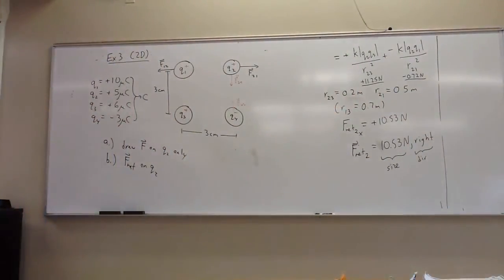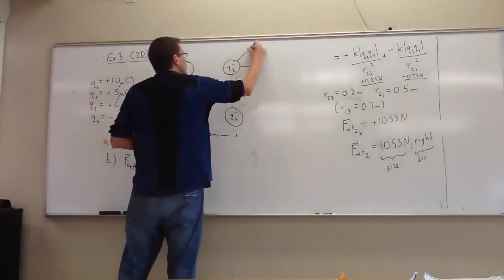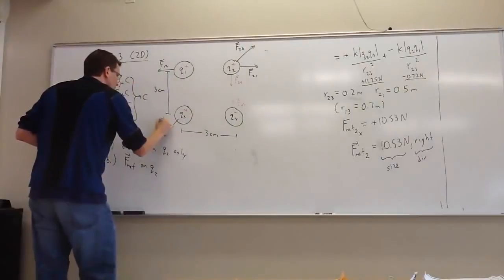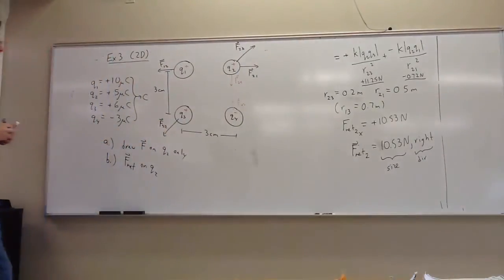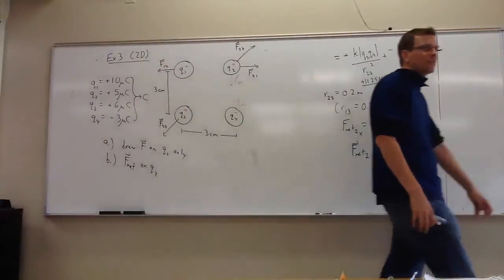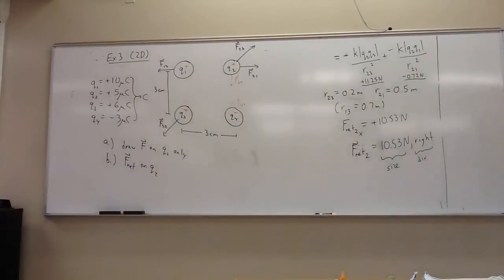And then finally, how about Q2 and Q3? They repel. They directly repel, and they repel directly, not caring about the fact that you don't like things that are diagonal on the board. Okay? So this is F23 and F32. So what we have here is a bunch of forces which are not necessarily along the same line, and we need to remember how to do vector addition for that.